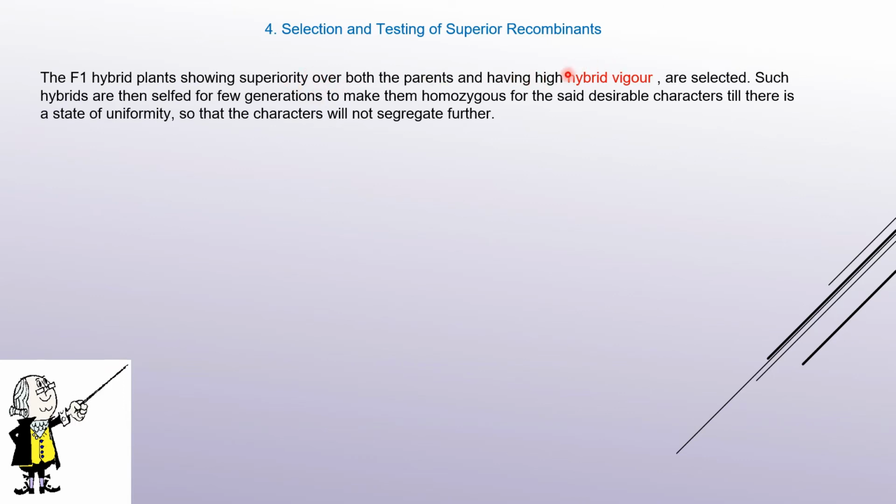and this means they are having high hybrid vigor. Such hybrids are then selfed for a few generations to make them homozygous for the desirable characters, till there is a state of uniformity, so that the characters will not segregate or separate further.